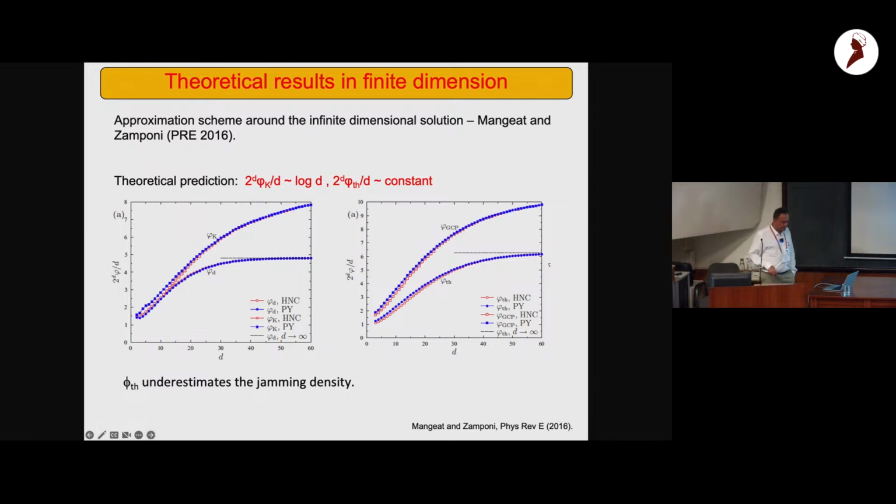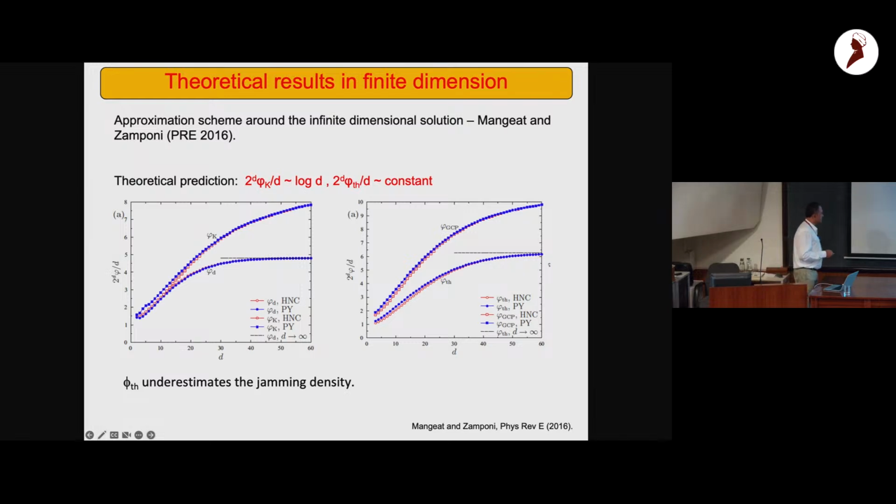Okay, so as I said, one of the goals of this analysis was also to see if we could say something about what estimates of the glass transition and jamming densities people were able to make in finite dimensions. The people in this particular case are Mangyat, I hope I say it right, and Zamponi, who did an approximation scheme around the infinite dimensional solution to obtain the glass transition and the jamming densities.